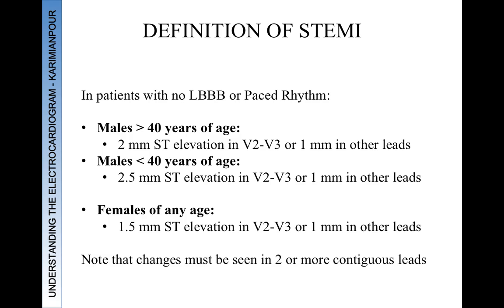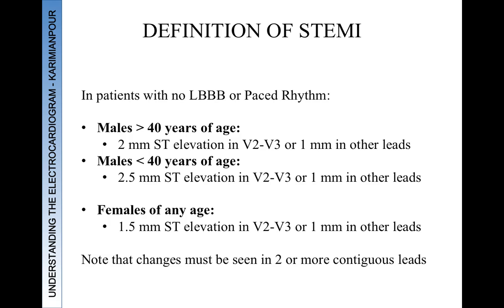So what is the definition of a STEMI? In a patient with no left bundle branch block or paced rhythm, who's a male greater than the age of 40, 2 millimeter ST elevation in V2 and 3, or 1 millimeter ST elevation in any other lead. If they are less than the age of 40, then 2.5 millimeter ST elevation, so the criteria is a little bit more forgiving in V2 and 3, and 1 millimeter in any other lead. For females, 1.5 millimeter ST elevations in V2 to 3, and 1 millimeter in the other leads.